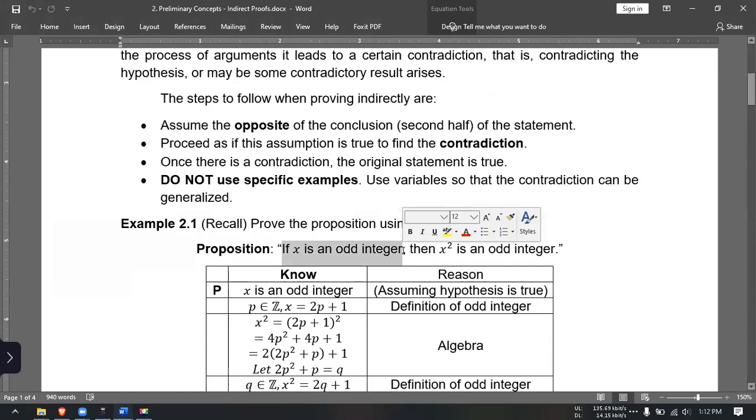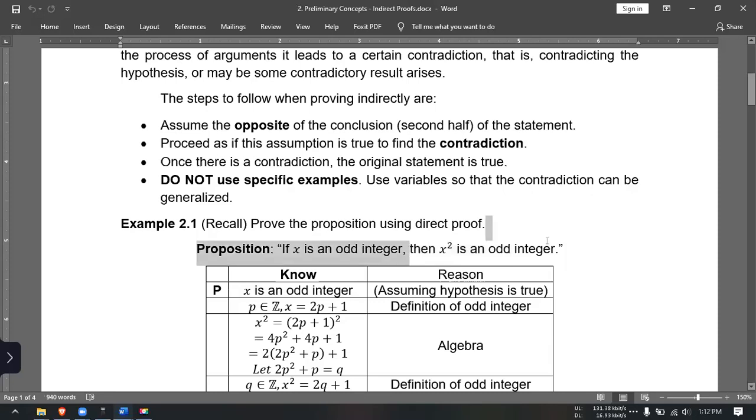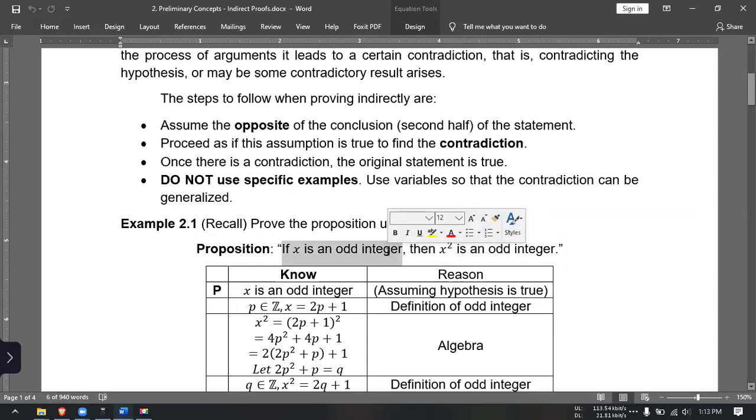Now, if our hypothesis is true and na-prove natin na yung conclusion natin is true, then the whole compound statement is true. But if we disprove this conclusion, ibig sabihin, yung buong conditional statement natin is false. So we're trying to prove that this is either true or this is false, assuming that our hypothesis is true. Dun yung direct proof natin.